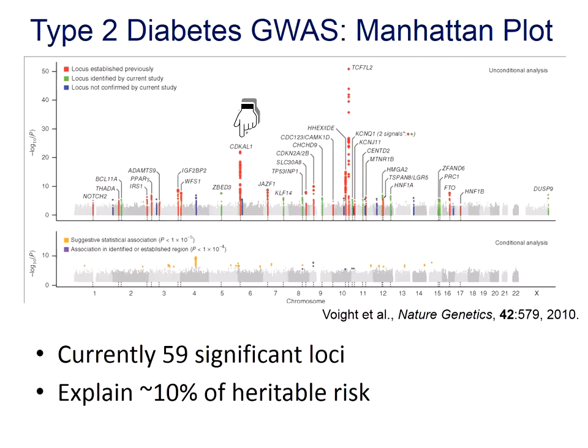It's got this name because many thought it sort of looked like the skyline of Manhattan, particularly for a disease like diabetes. As of the most recent compilation, there are 59 significant loci here, genes that are contributing variants, mostly fairly common in the population, that contribute to diabetes risk. But disappointingly, in total, this only accounts for maybe 10% of the heritable risk.